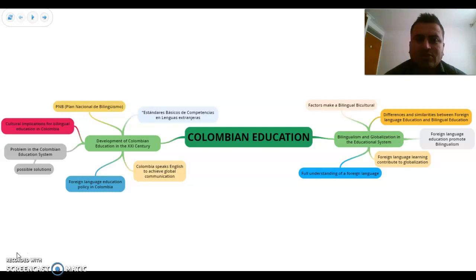standards, or basic standards, educators acquire a B1 level, which helps reach a B2 level, and this is the language education policy in Colombia.